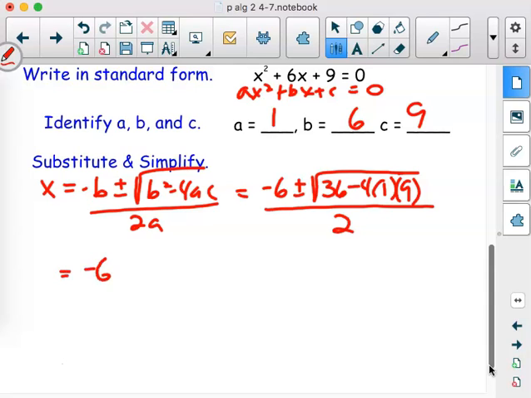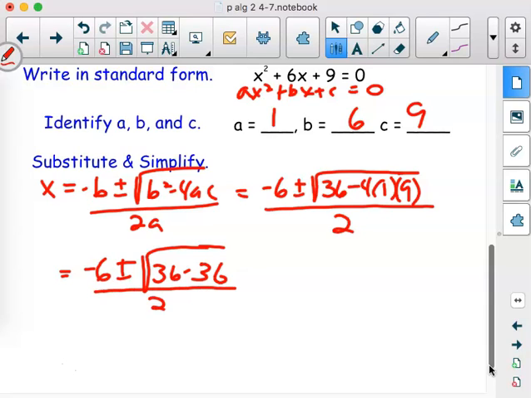Now, we need to see what's under that radical, because radicals are like parentheses. You're supposed to do them first. Let's see. Minus 4 times 1 is negative 4. Negative 4 times 9 is negative 36. So that's going to be the square root of 36 minus 36. Oh, wait, that's 0.